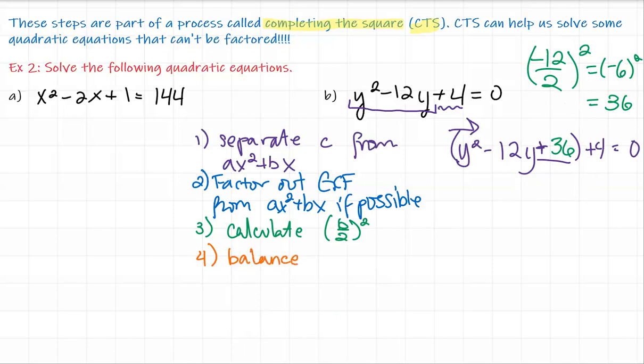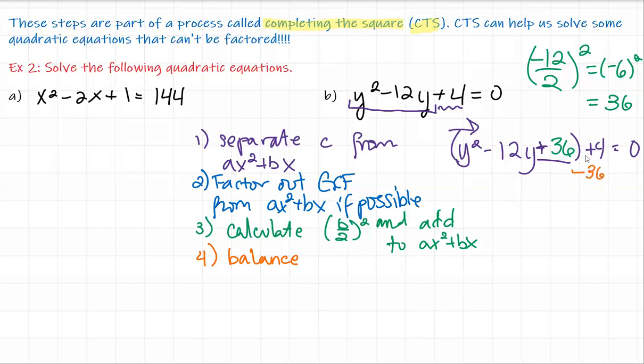And I guess I should add to this step here. And add to ax squared plus bx. Okay, because that's what we did. We added it to our ax squared plus bx. Now we've got to balance the equation. I can't just willy-nilly add this 36 here, especially when it's an equation. I've got to balance that by somewhere outside of my parentheses, subtracting 36.